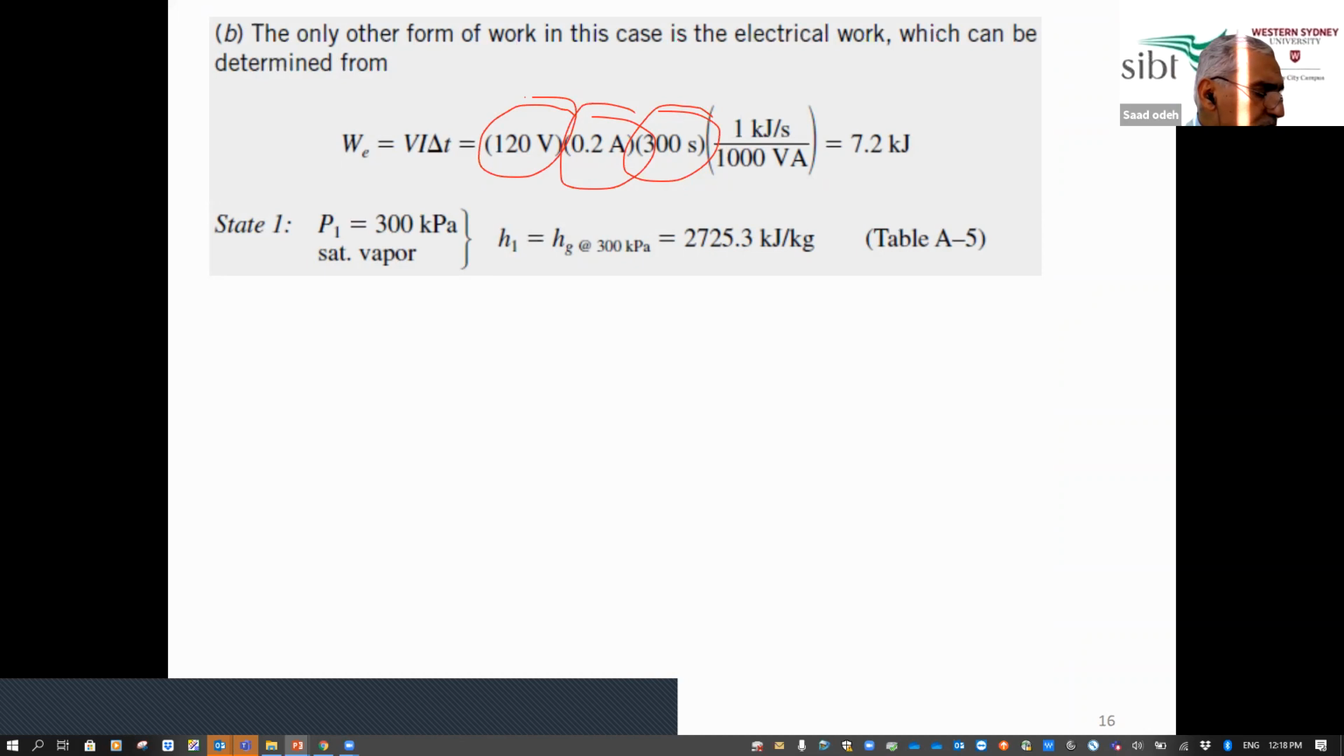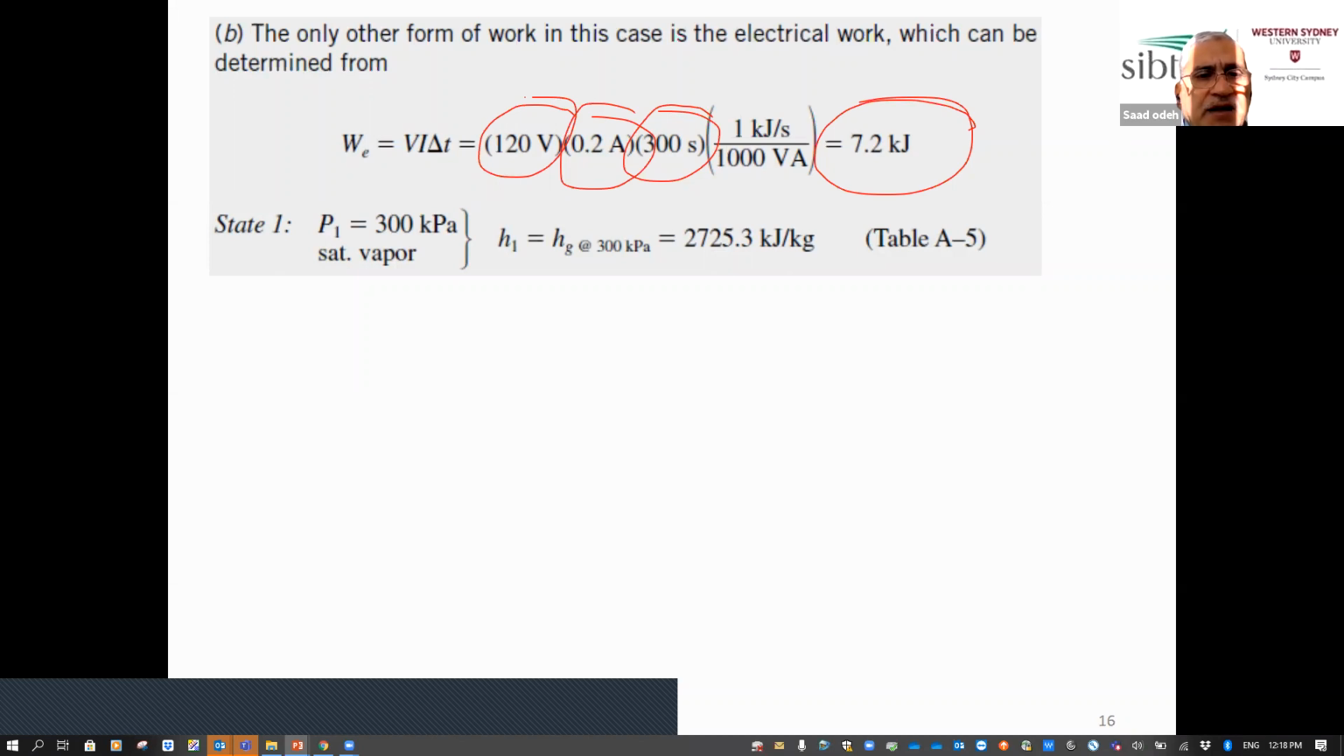We can find how much work is added by the electric heater. We can call it work or we can call it heat, it doesn't matter, because we have heat loss and heat gain. We can call it heat added by the electric heater, or work added by the electric heater. It will be the same because the equation will not change.